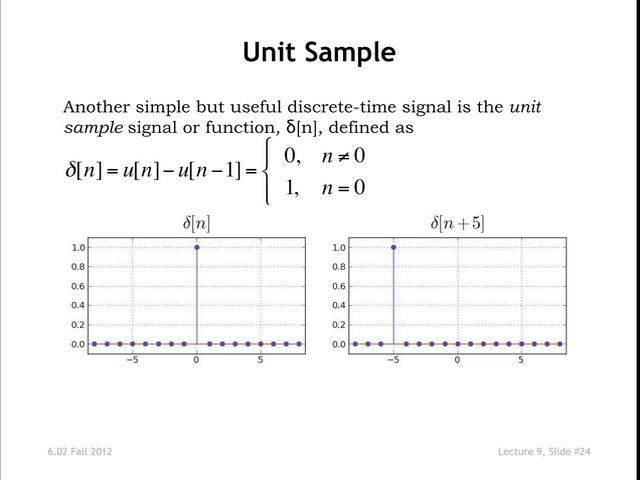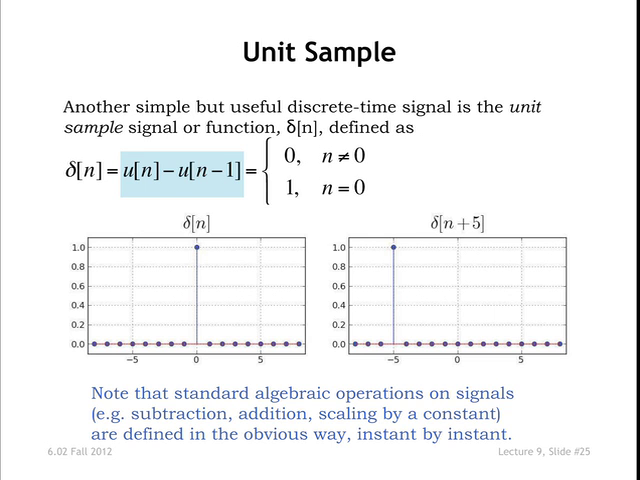And so if you had, for instance, delta of n plus 5, it's the shifted version of that function. And what happened at n equals 0 here will now happen at n equals minus 5. In other words, the spike up there is at n equals minus 5. Okay, so we're going to need to get comfortable with unit step functions and their shifted versions and unit sample functions and their shifted versions.